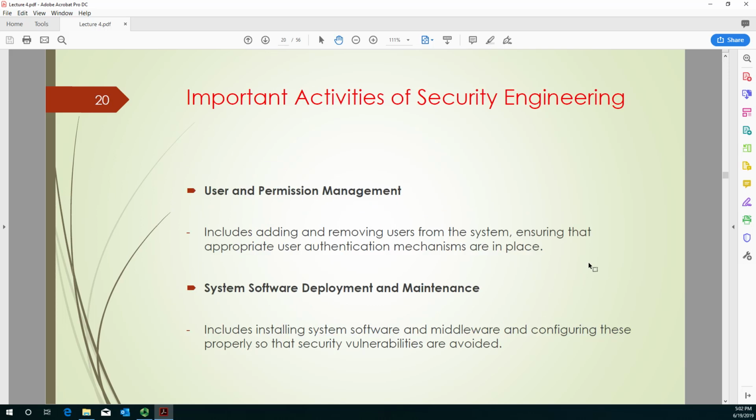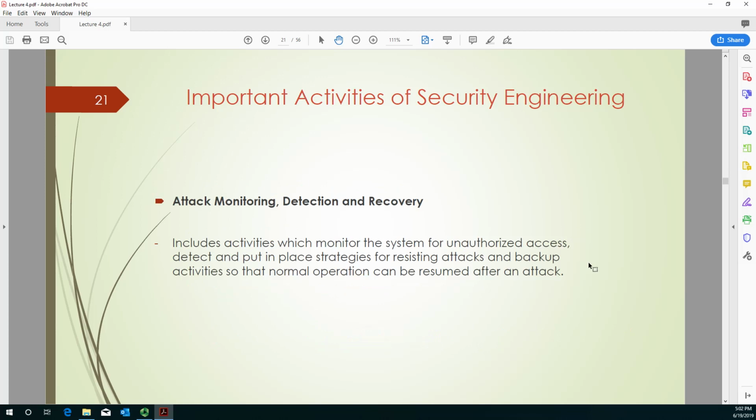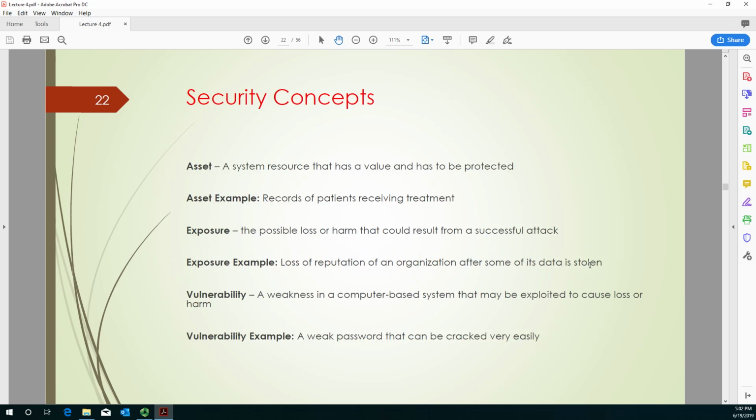So some of the important activities of security engineering are user and permission management. You want to make sure that the right person is getting access to patient data, system software deployment and maintenance, trying to figure out the vulnerabilities, and I'm going to talk more about this as we go on. Attack monitoring. Let's say an attack has already happened. How do you monitor whether the attack has happened or not? And then you detect the attack and recover from the attack. So that's important.